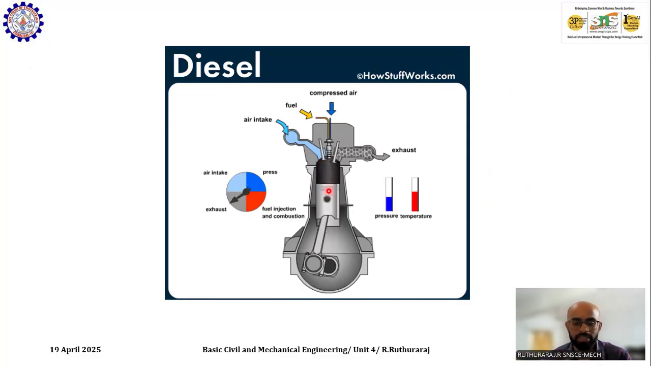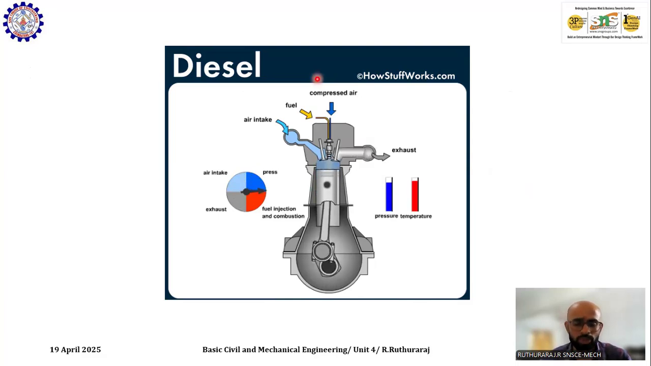So based on the type of ignition, you can classify engines into spark ignition and compression ignition engines. In a compression ignition engine, the fuel injector is used to inject the fuel into the combustion chamber, which causes it to burn.